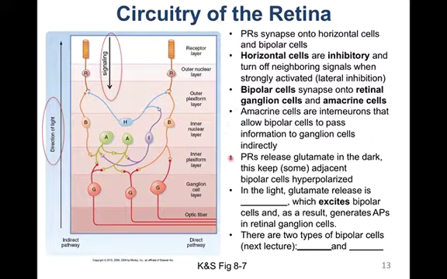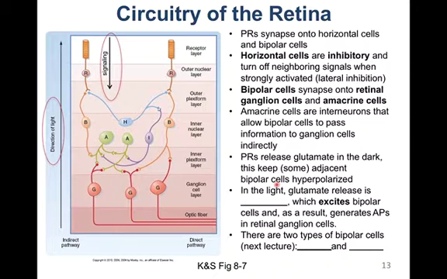Key points: photoreceptors in the dark are depolarized. That is always true. Photoreceptors in the dark are depolarized, and they're releasing glutamate onto bipolar cells. And next time we're going to talk about two different types of bipolar cells. So glutamate release in the dark, remember, it's not about the neurotransmitter. It's about the receptor.